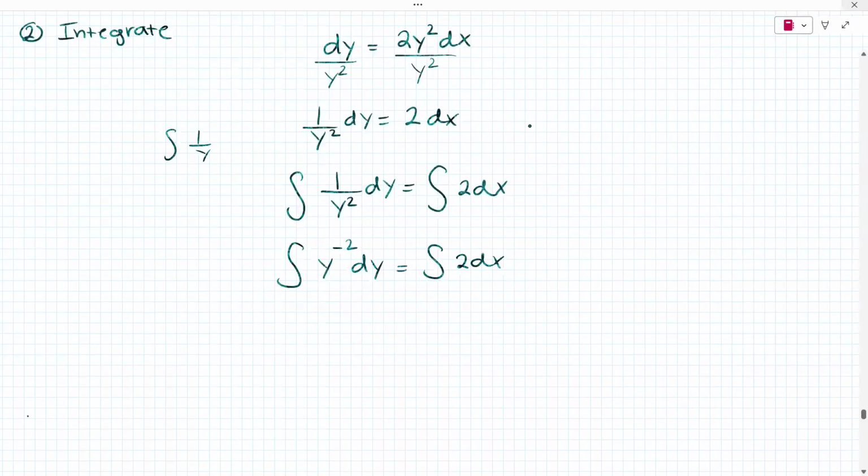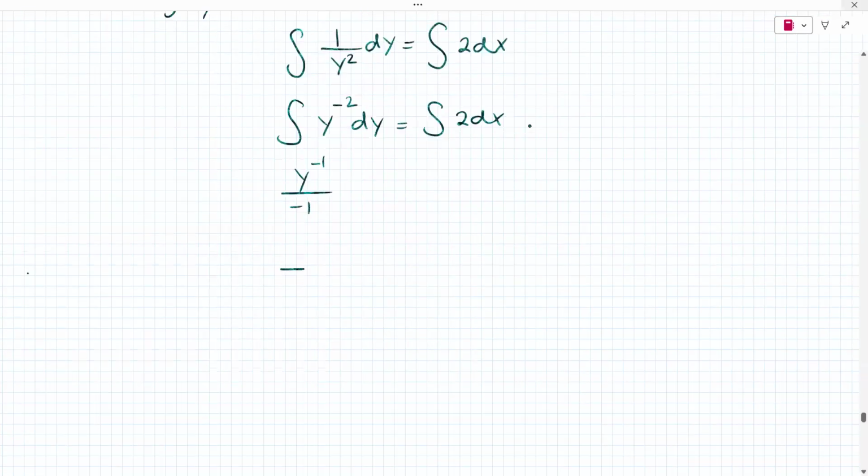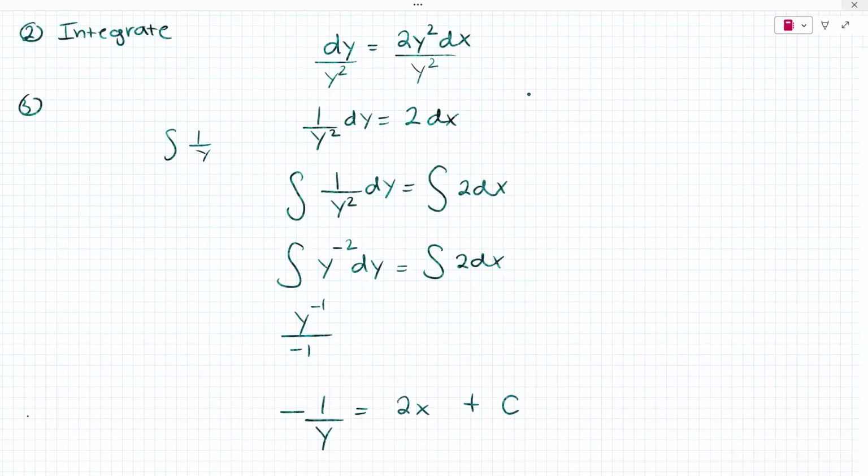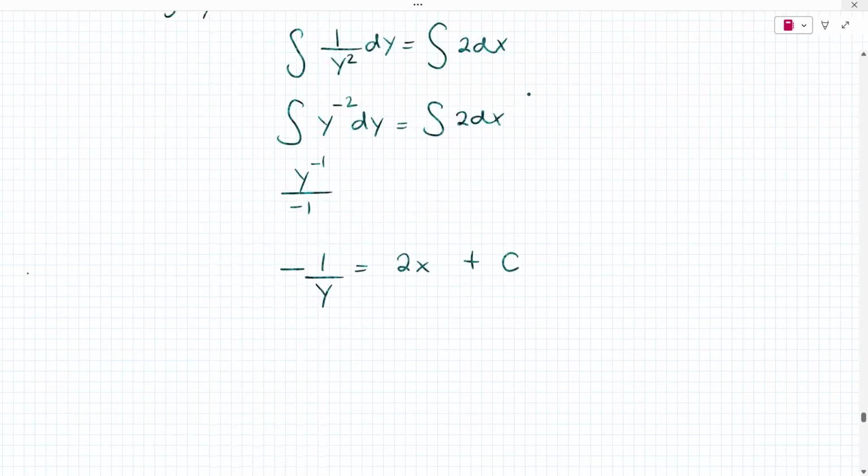So what is the integration of y to the -2? It is y to the -2 plus 1, so that would be y to the -1 over -1, which is -1 over y. And then on the right side, what's the integration of 2 dx? That is just 2x, and then don't forget the plus c. And then solve for c. So step 3, solve for c, because we do have an initial condition. Our initial condition was x equals 1 and y equals -1.